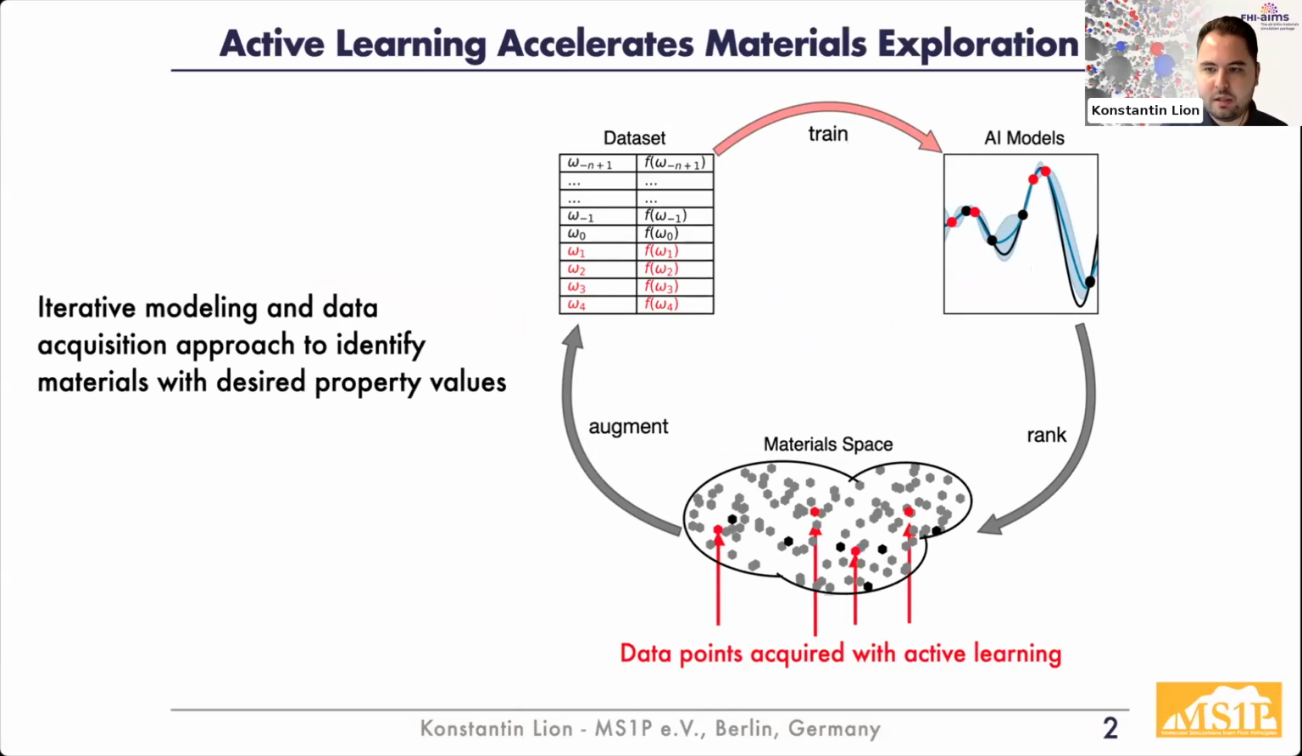Via these AI models, where you can train different models based on different data sets, you can get uncertainty estimations, and this allows you to rank candidate materials, which you then can calculate with DFT or whichever other method you want to use for your target property, augment your material space, and again train a new model to gain a new candidate material. This allows you to iteratively identify candidate materials with the desired properties you're interested in.